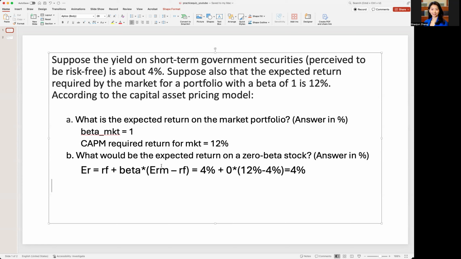Now, if you don't want to calculate it, you can just think about it as well. The beta of the risk-free rate is 0. If we have another stock that also has a 0 beta, you would have the exact same expected return as the risk-free rate. So that's going to be 4% as well.